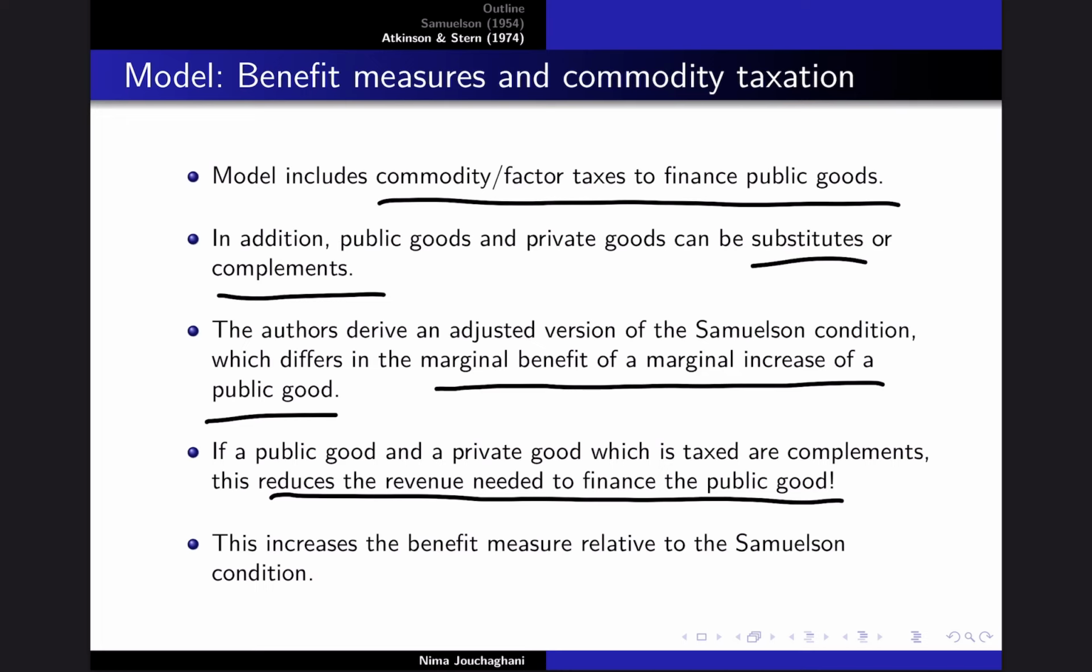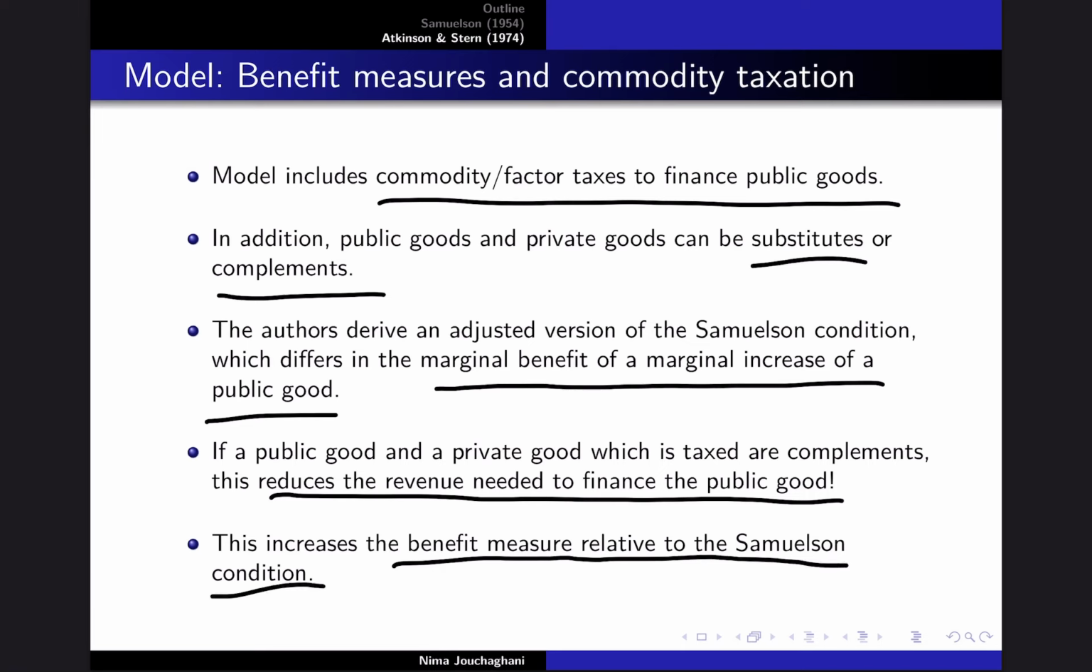One example would be that if there is a tax on cars and the government is building more highways, one consequence could be that building this highway could increase the demand for cars, and hence, due to the increase in the demand for cars, the tax revenue is increasing since cars are taxed. And then the investment into the public good, so highways, increases the revenue automatically. So there is a feedback effect there. And as a consequence of this complementarity, there is an increase in the benefit measure relative to the Samuelson condition.